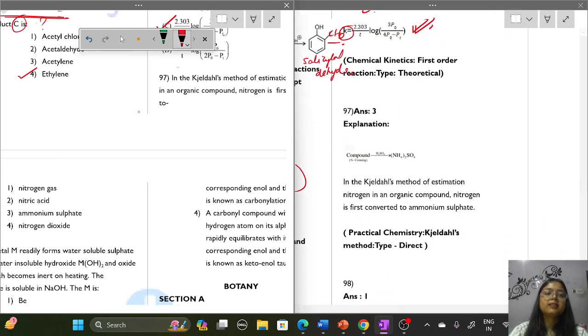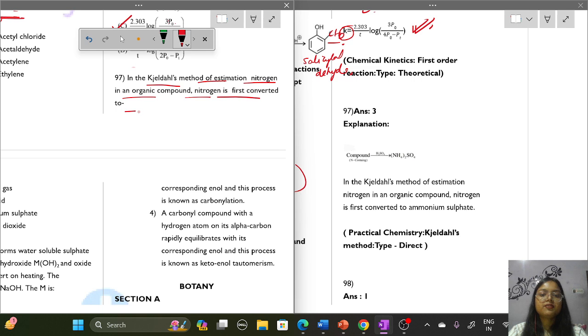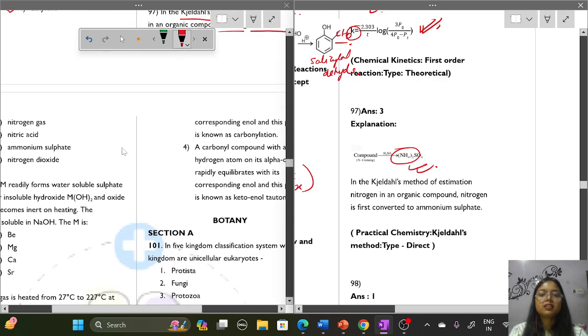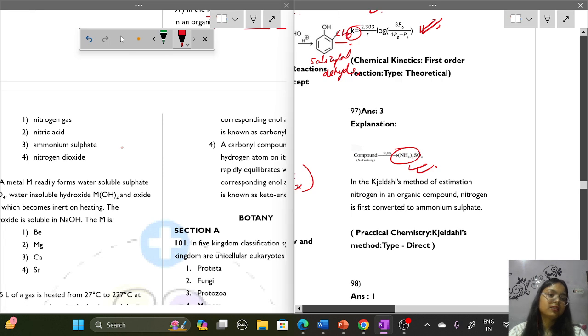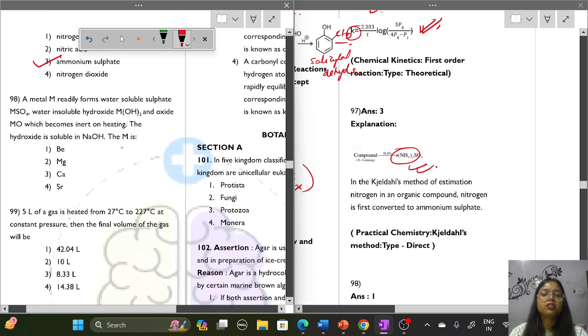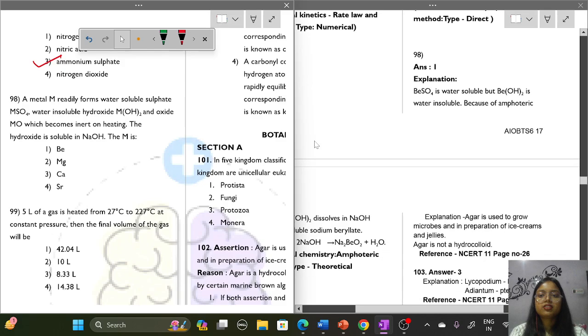Next is question number 97. In Kjeldahl's method of estimation of nitrogen in an organic compound, nitrogen is first converted into ammonium sulfate. So ammonium sulfate will be the correct option. These are theory based questions. You have to remember all this. Next is question number 98.